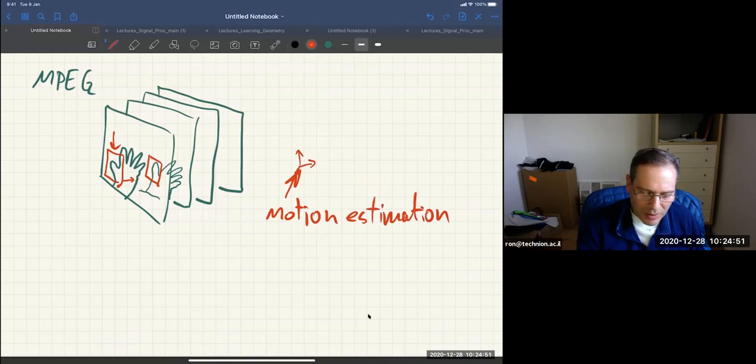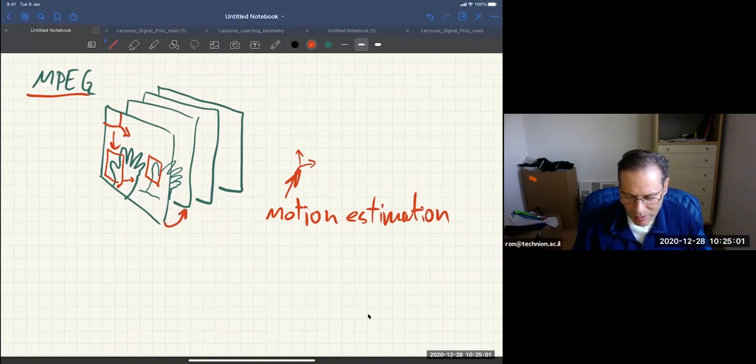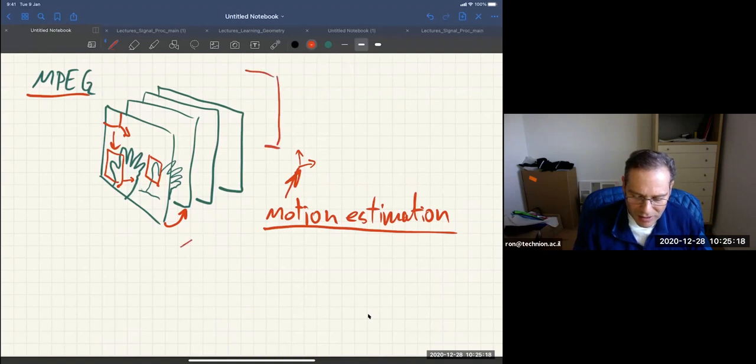So in MPEG, what you're using is small patches that you try to estimate how they are moving. This is how you tile your image. The next image would look at the previous one and at these motion estimation vectors, and these motion estimation vectors would tell you how to move the patches from the previous image. And usually you send what is called an I-frame, a reference frame, every couple of frames. It could be a really large number of frames.